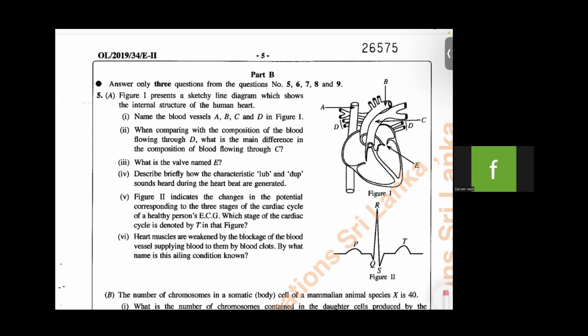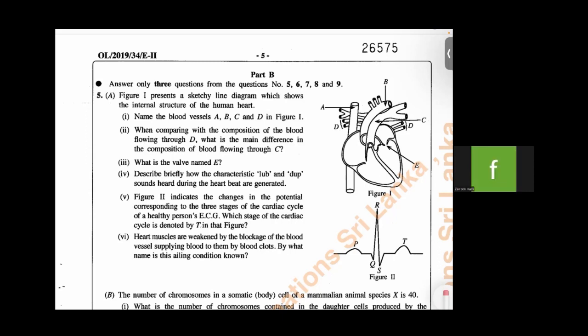Fifth one. Figure 1 presents a sketchy line diagram which shows the internal structure of the human heart. Name the blood vessels A, B, C, and D. Okay, what is A? Superior vena cava. Exactly. What is B? Aorta. What is C? Pulmonary artery. And finally, what is D? Pulmonary veins. Pulmonary vein. Very good.